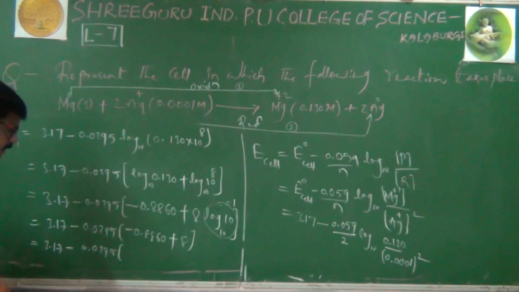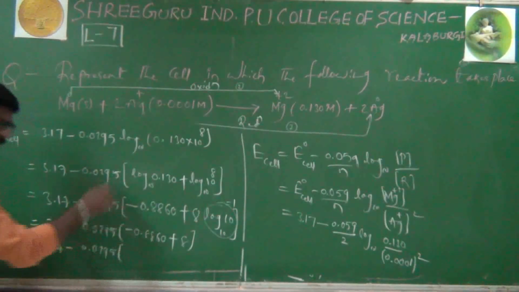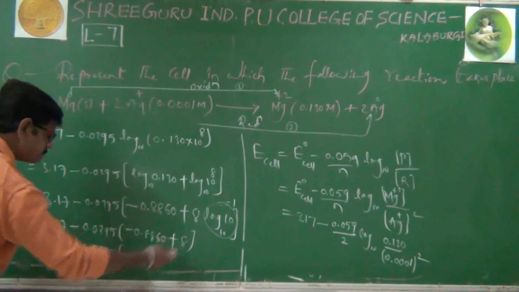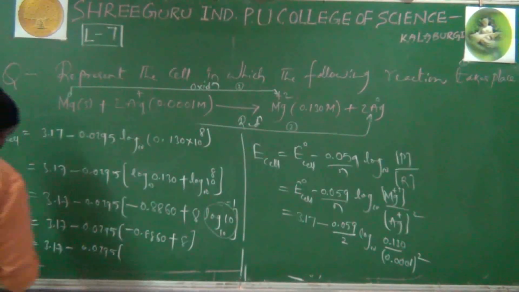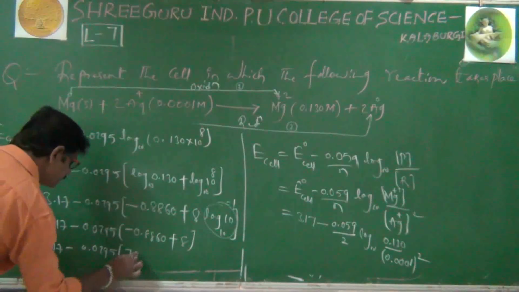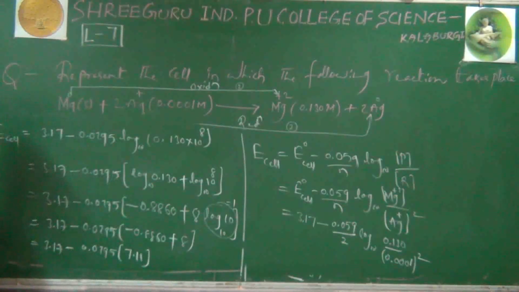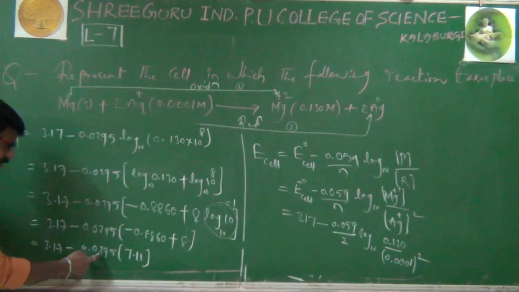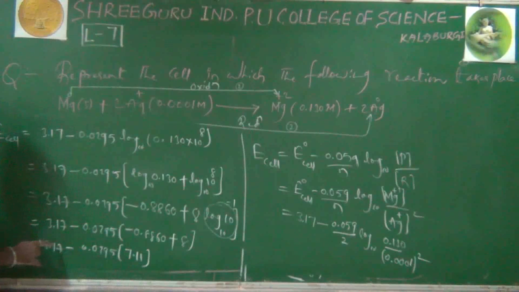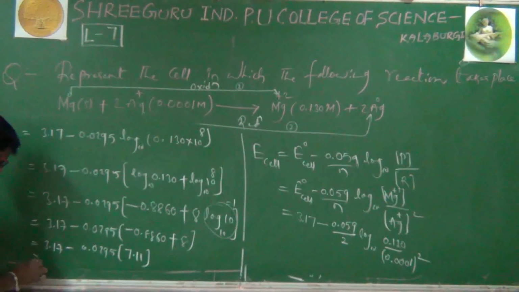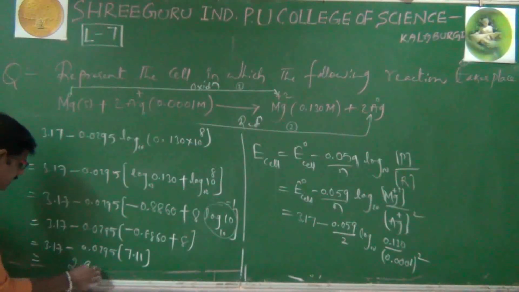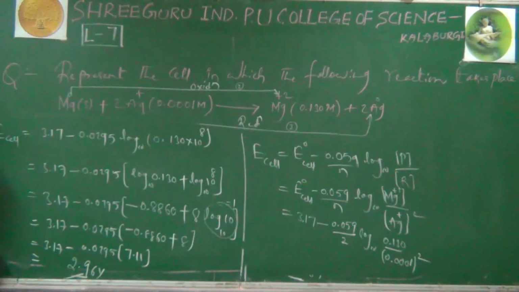If you subtract, you will get a positive sign only, because the positive value is bigger, and the obtained value is 7.11. And again, if you multiply these two values and then subtract from this, the final net value is 2.96 volts, that's all. It is the cell potential.